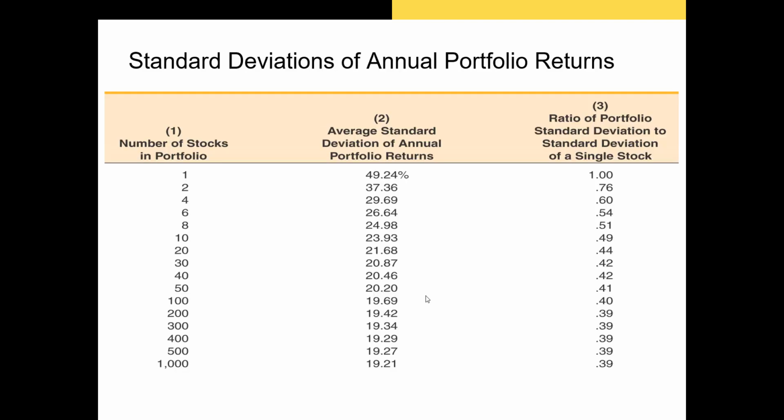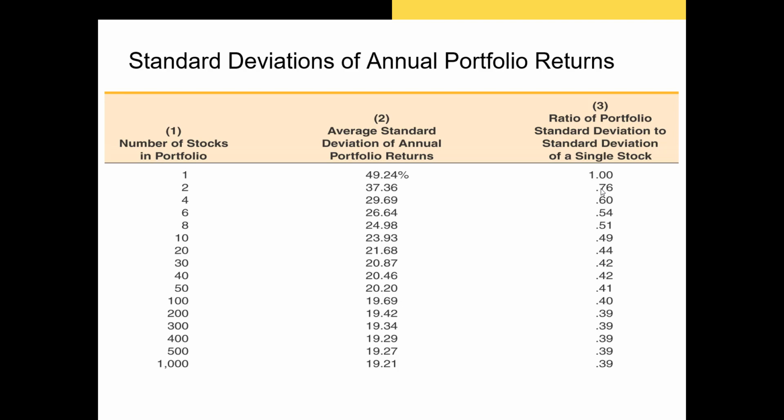Now let's take a look at what happens when we diversify our portfolio across more and more securities. So what I have here is a very quick example. In this example, we start out with one stock in our portfolio, and its annual standard deviation is 49.24%. And we have the ratio of that stock's standard deviation divided by itself. Now, as we add another stock to that portfolio, our total portfolio standard deviation falls to 37%.